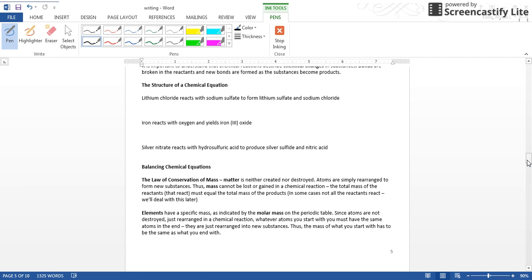If we look at the structure of a chemical equation, we're just going to try to write them out. So lithium chloride is going to react with sodium sulfate to form lithium sulfate and sodium chloride. Here's where we spent the time naming these so we can learn how to write these out. So lithium chloride will be written as LiCl. Okay, we have that reacting. So whenever you write reacting with, you're going to write that with an addition sign. Sodium sulfate would be Na2SO4. That is going to form, so I'm going to use an arrow to show forming, lithium sulfate, Li2SO4, and we're going to have sodium chloride.